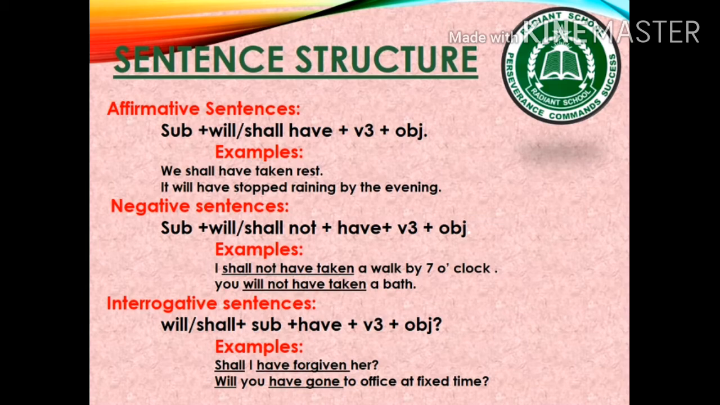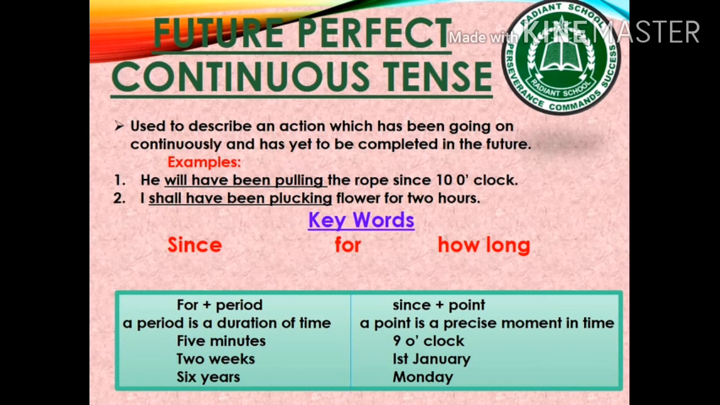Okay. Future perfect continuous tense. It is used to describe an action which has been going on continuously and has yet to be completed in the future. For example, he will have been pulling the rope since 10 o'clock. I shall have been plucking flowers for 2 hours.